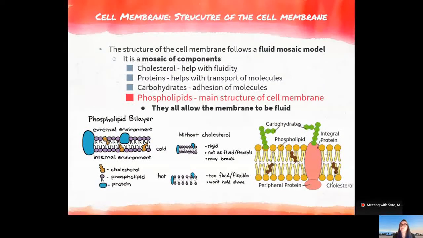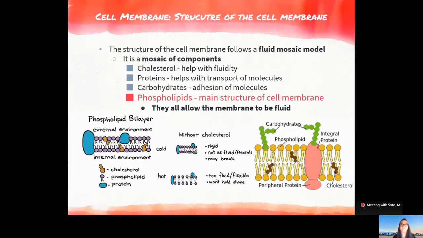So the structure of the cell membrane is actually quite simple. It follows something called a fluid mosaic model. So a mosaic model here includes cholesterol, proteins, carbohydrates, and phospholipids.